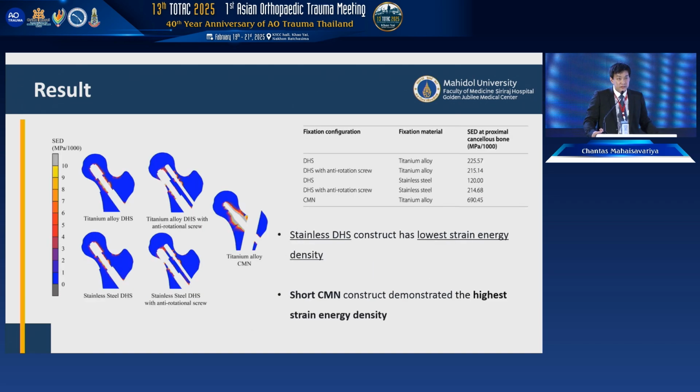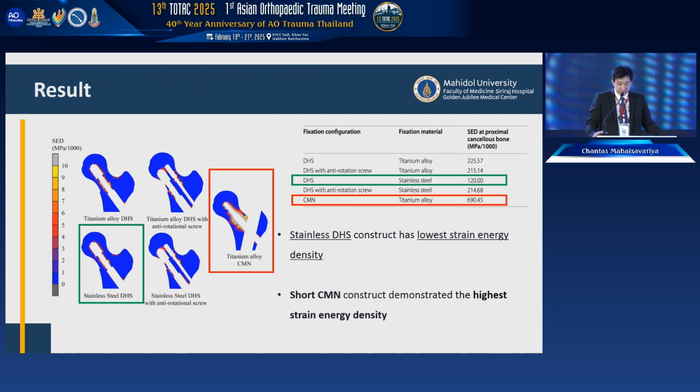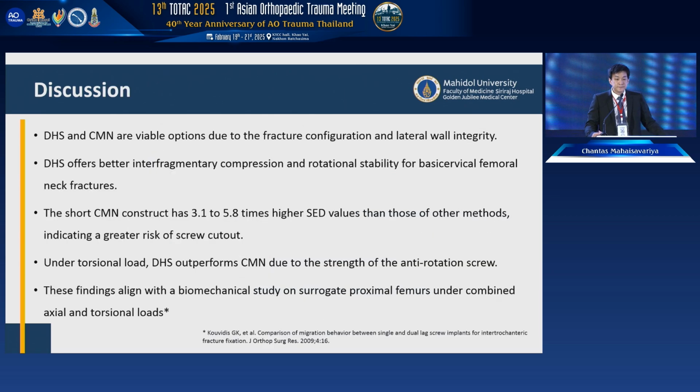So let's move to the strain energy density. We found that the stainless steel dynamic hip screw construct has the lowest strain energy density around the fracture site and the proximal site, while the cephalomedullary nail demonstrates the highest strain energy density around the fracture site, which is situated at the proximal lag screw.